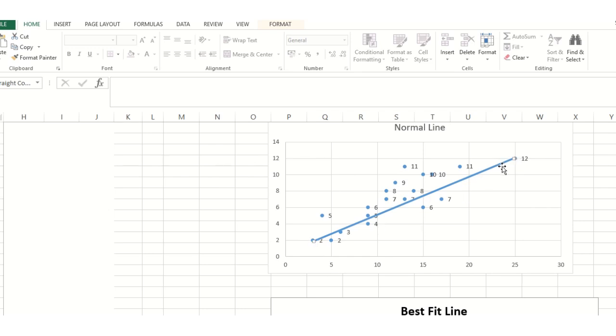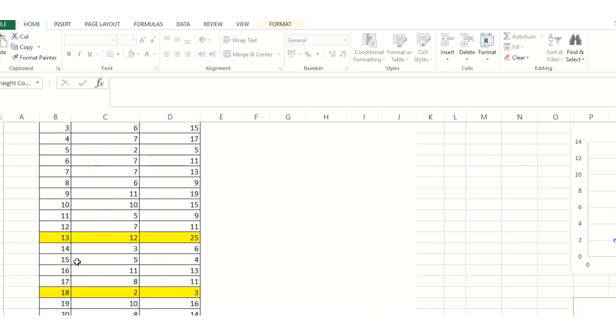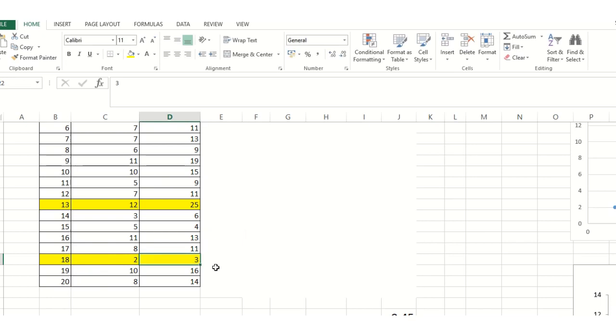Now we have learned this in our school days that y is equal to mx plus c, and (y2 minus y1) divided by (x2 minus x1) is equal to m. Now if you see here, I am taking 12 and 2 as y2 and y1, and the corresponding x values are 25 and 3. The same thing is given here: when x is 25, y is 12, and similarly when x is 3, y is 2.